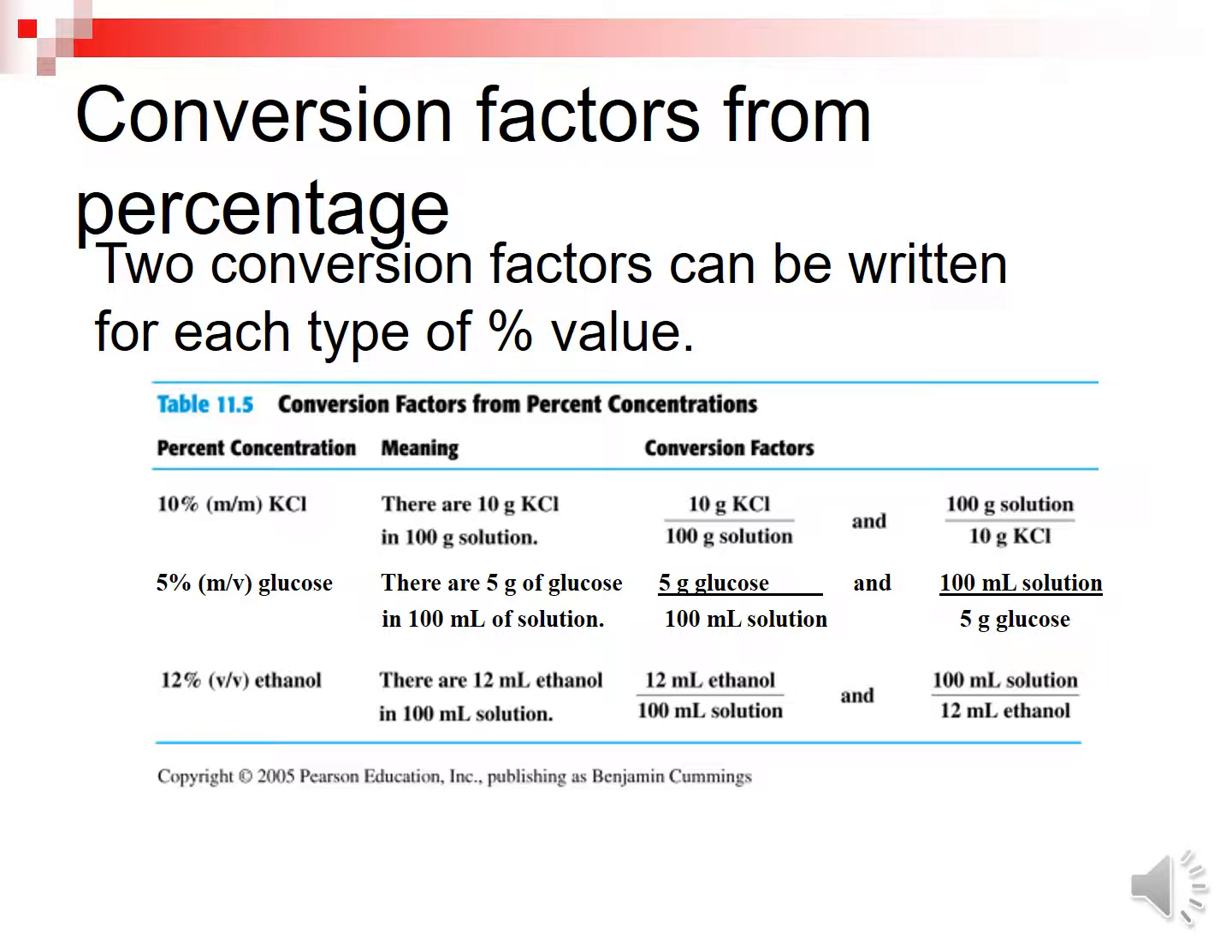A 5% mass over volume glucose solution could give you a conversion factor of 5 grams of glucose over 100 milliliters of solution, or 100 milliliters of solution for every 5 grams of glucose. Likewise, a 12% volume over volume ethanol solution would be 12 milliliters of ethanol over 100 ml solution, or 100 ml solution over 12 milliliters of ethanol. Choose which conversion factor helps you solve the problem.